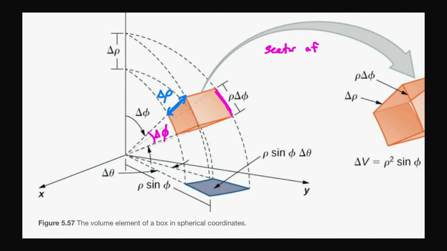I didn't use those words, but a sector of a circle is like the radius times the change in the angle. So here the angle was phi, so the radius is rho. So that's rho times delta phi, which is the same as r times delta theta when we did the cylindrical coordinates version. So those are two of them.